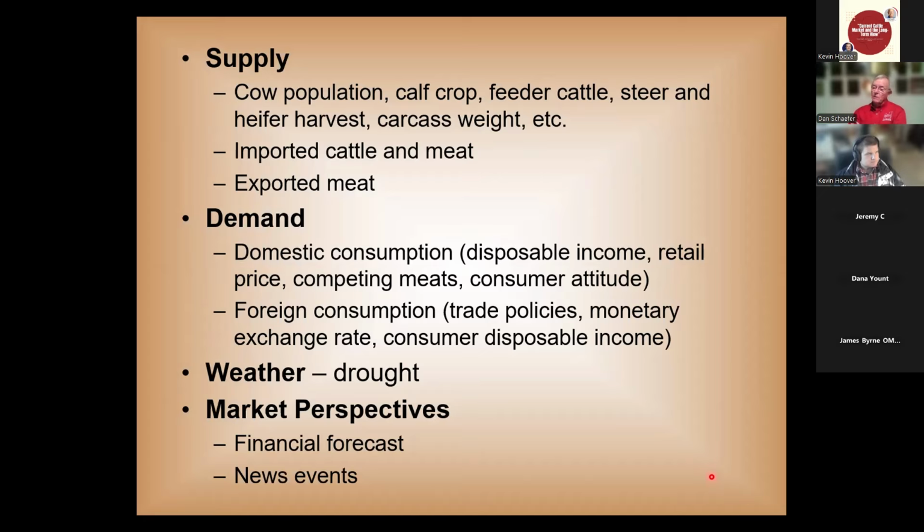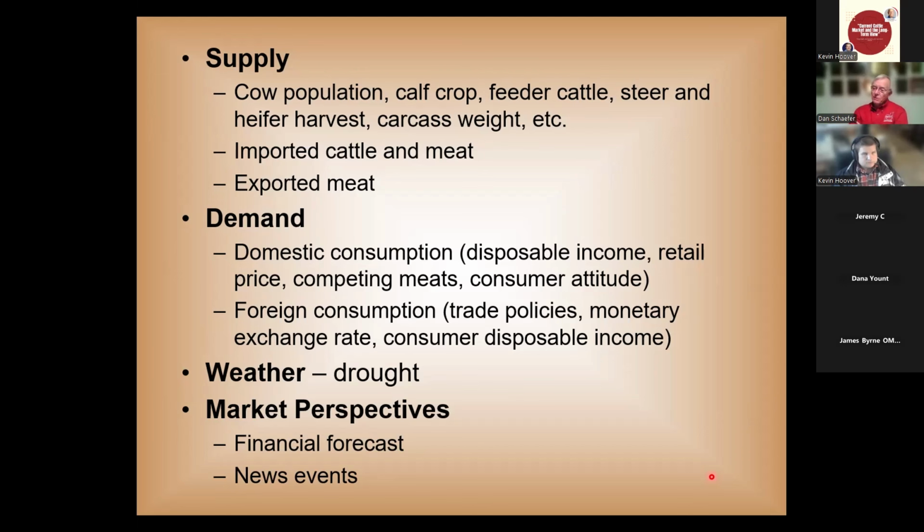Imported cattle and meat also influence supply of beef in the US, and exported meat, because mainly we export meat. We export very few live cattle. We export about 11% of domestic production into international markets, so that influences our supply in the US.